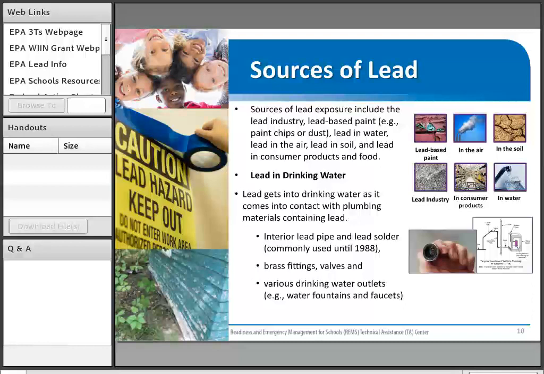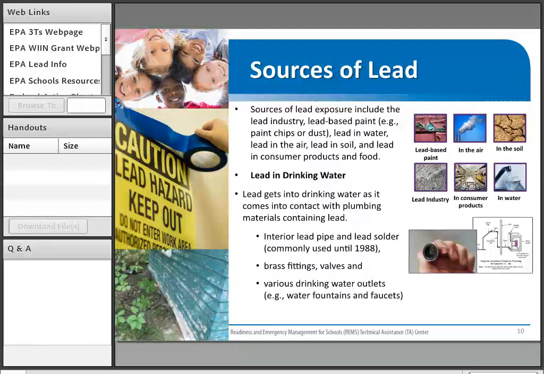So exposure from lead can come from different sources. This can include lead-based paint and dust, lead industry, lead in air and soil, and some imported consumer products, and of course what we're going to be focusing a little bit more on today, lead in drinking water. So lead in drinking water can be a significant contributor to overall exposure to lead, and this is particularly important for infants whose diets consist of liquids made with water. This might be baby food, juice, or formula.